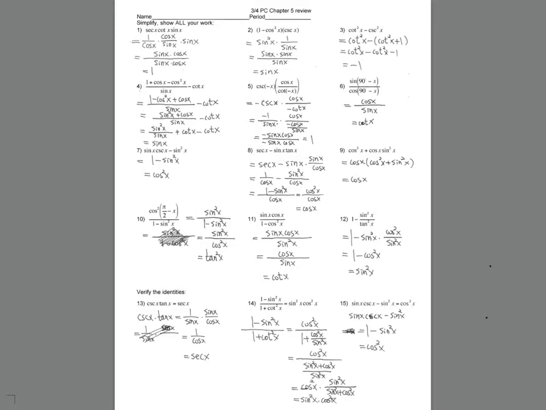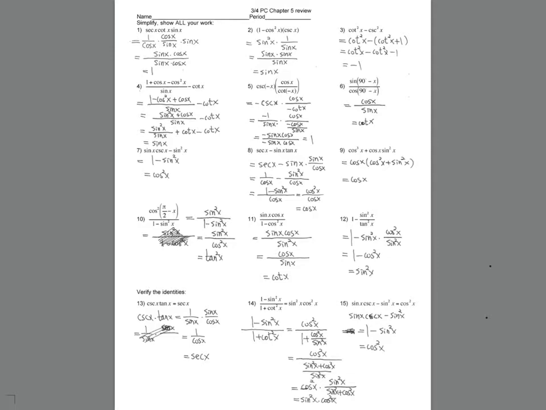Number 5, cosecant negative x. So here I'm going to quote the even and odd identity. And I know cosecant is an odd function. So I should get negative cosecant x. And then the second term, I have cosine x over cotangent negative x. Cotangent, again, is an odd function. So it becomes negative cotangent x.